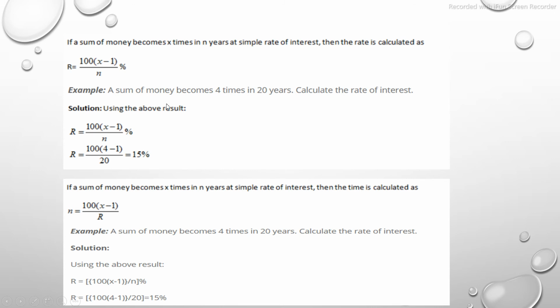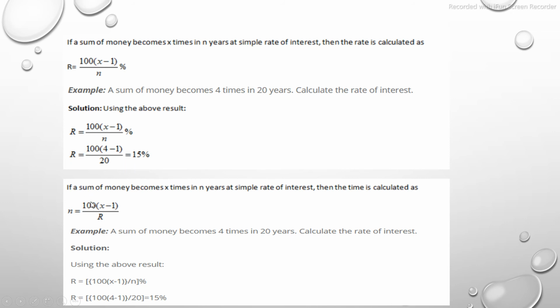For example, a sum of money becomes 4 times in 20 years. Calculate the rate of interest. You can easily calculate here: X times is 4 times, so the value of X is 4 and the value of n is 20. So we can calculate the rate of interest.